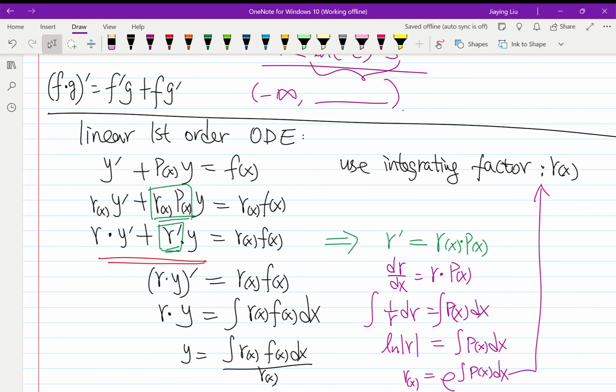I do want to point out that if you want to use this technique, you have to make sure that there's nothing in front of the derivative. There's only one there, so you can't have something other than one in front of the derivative term.